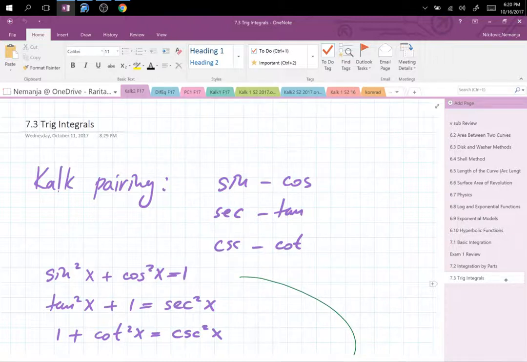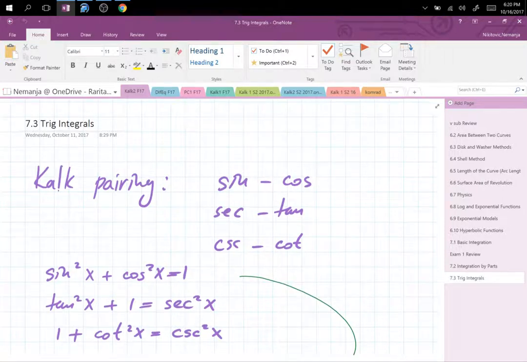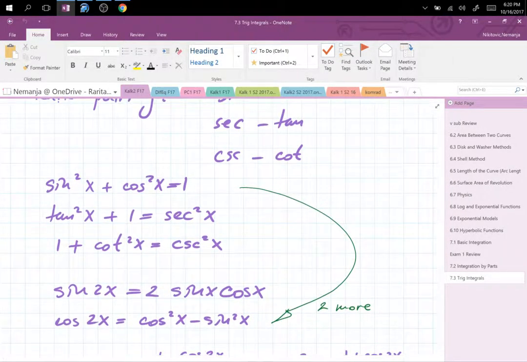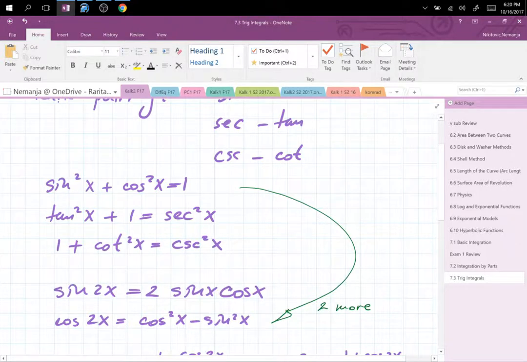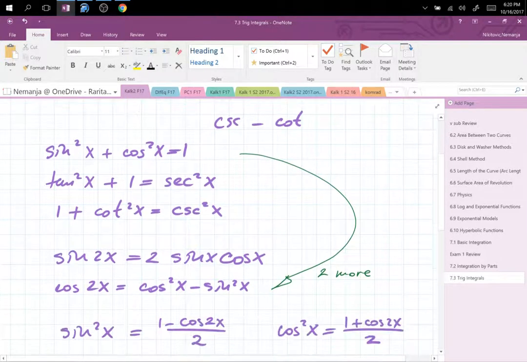I asked you to review extremely important formulas. First I said make sure you know the calculus pairing for trigonometric functions, which is sine with cosine, secant with tangent, and cosecant with cotangent. And I also asked you to remember the basic Pythagorean identities. And then I also told you that each one of these would have two extra forms, right?